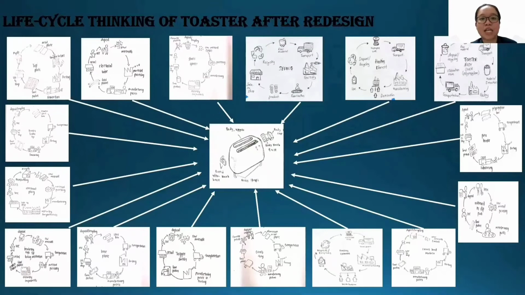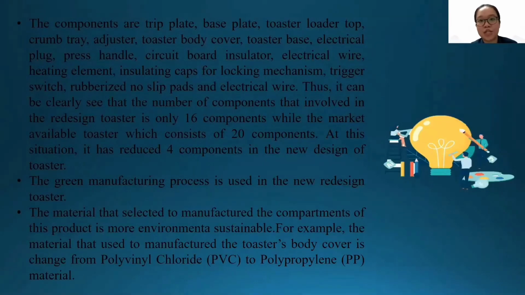Next, it is the life cycle thinking of the toaster after redesign. Based on the picture that I have shown just now, it can be clearly seen that the number of components involved in the redesigned toaster is only 16, while the market available toaster consists of 20 components. In this situation, it has reduced 4 components in the new design of the toaster.